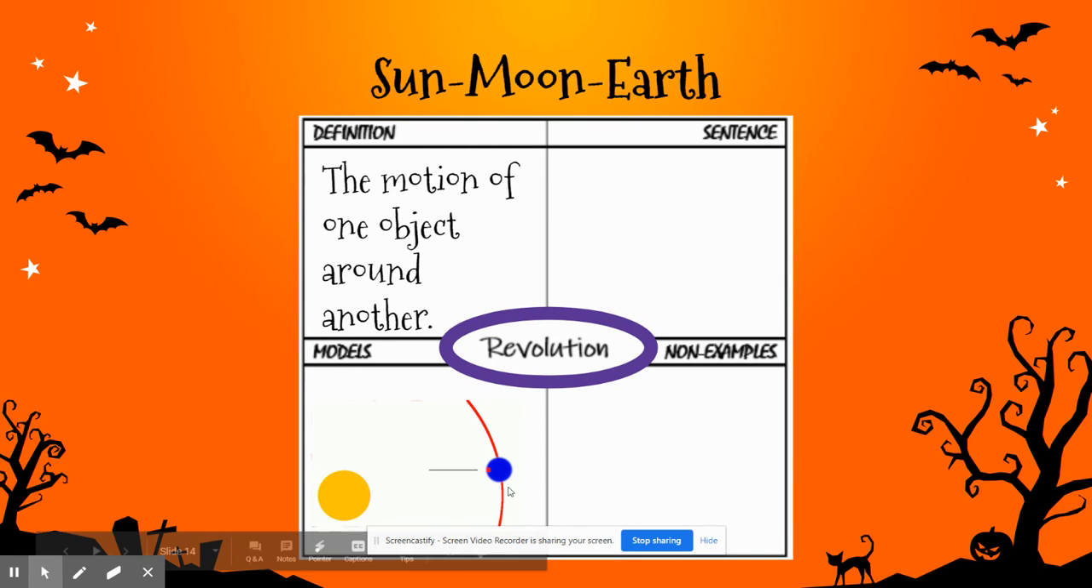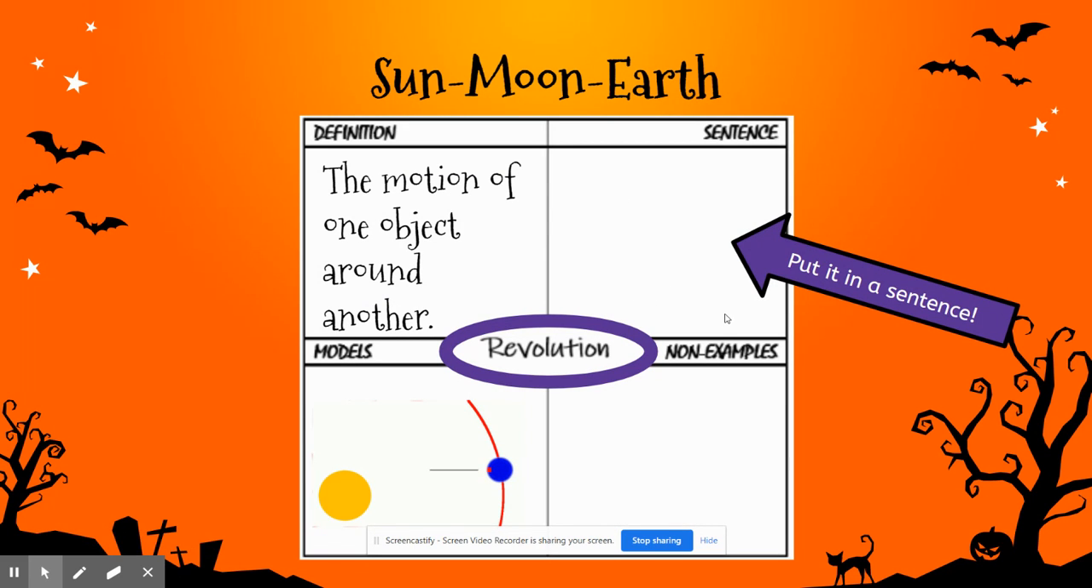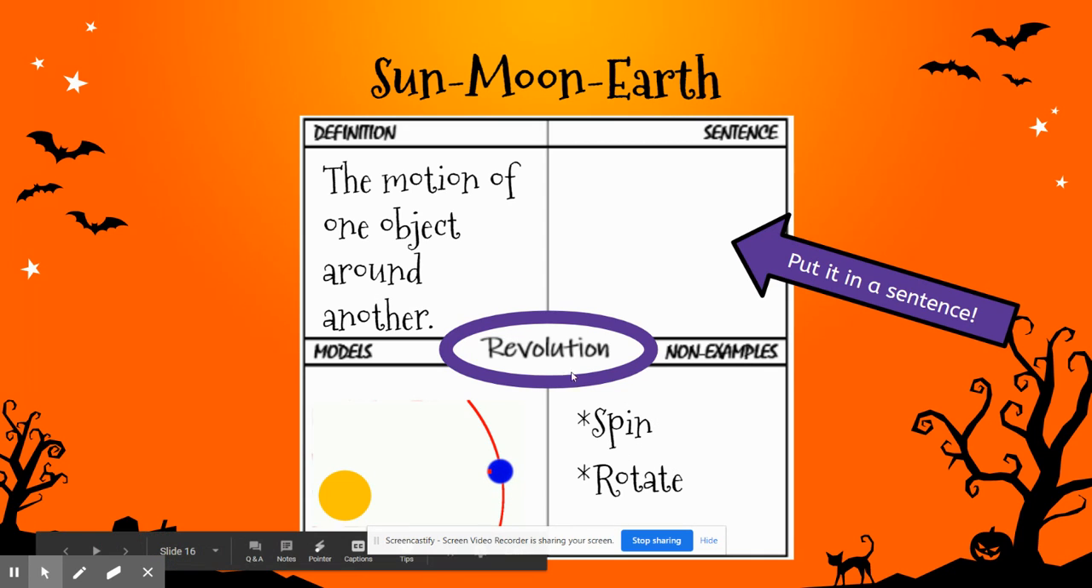A model would be orbiting around the sun. Planets orbit around the sun. We talked about this in Unit 1. Put a sentence here using the word revolution. Things that are not revolving: spinning and rotating. Spinning and rotating is not revolving. Although you can spin and rotate while revolving, it's not the same thing.